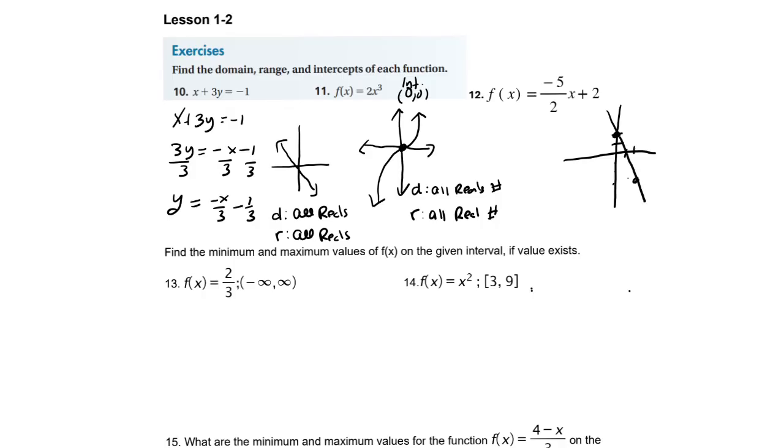I know that the y-intercept is (0, 2). I'll leave it up to you to find the x-intercept. The domain: since it has arrows, it goes in either direction, so it's going to be all reals. And the range is all real numbers too.